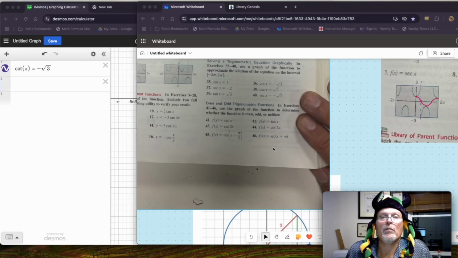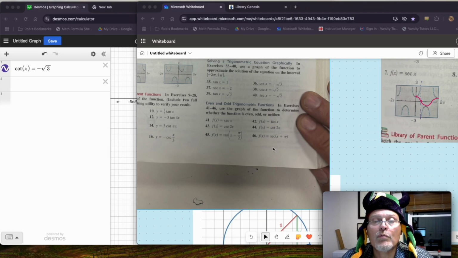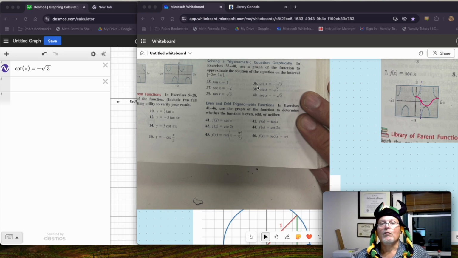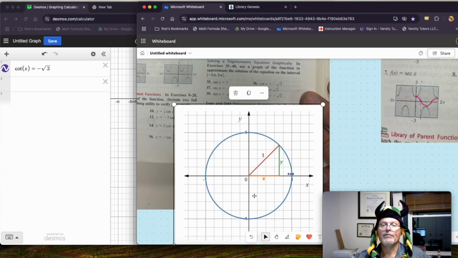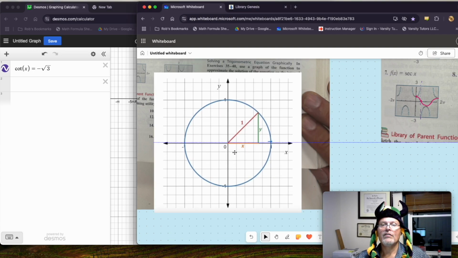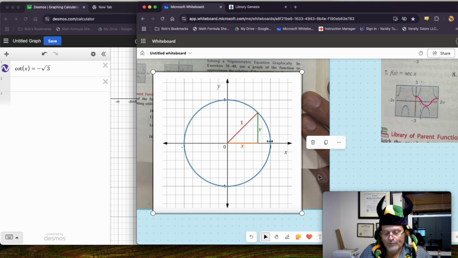The next section we'll be working on is problems 35 through 40. So we're going to look at it graphically and figure out where things are. We'll also look at it algebraically. So I'm going to do cotangent of x equals negative square root of 3. I'm going to start with my unit circle.